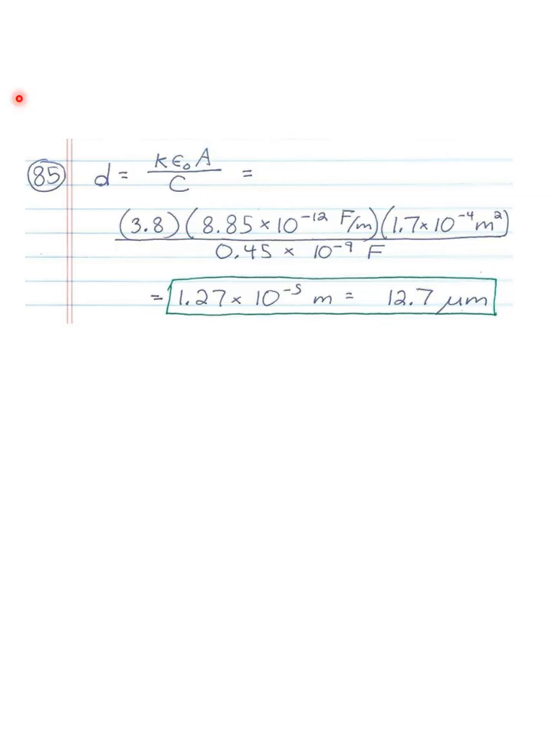Number 85 says a 0.45 nanofarad parallel plate capacitor has plate area given. The dielectric has kappa 3.8. What is the plate separation? We're going to use the capacitance equation that includes the dielectric constant. We're going to solve it for D, and you see all the values that I've plugged in. And you get 1.27 times 10 to the negative 5 meters, or 12.7 micrometers.